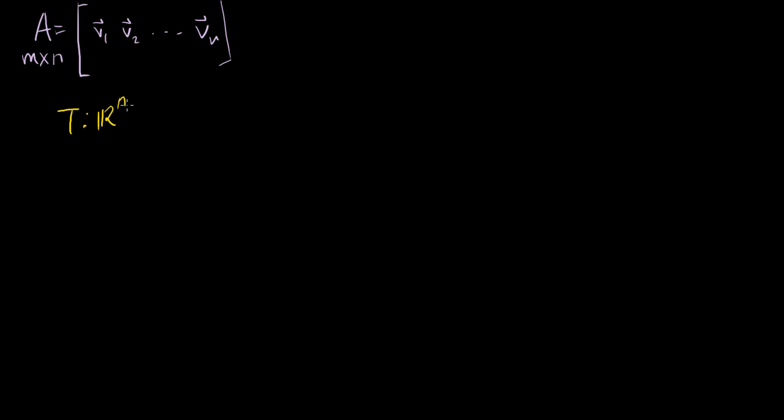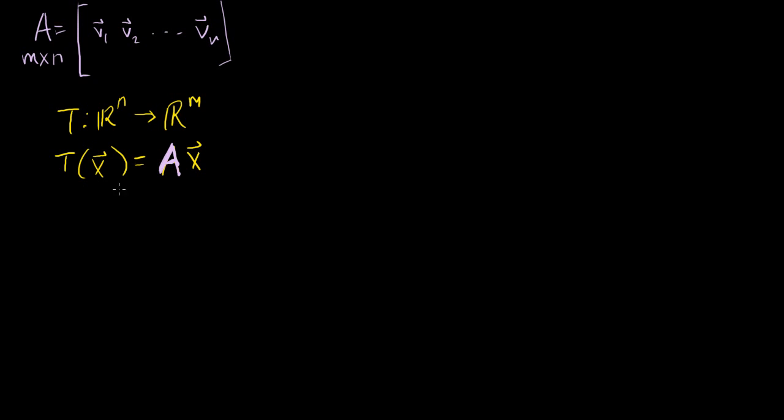Rn to Rm. This is the domain. I can take any vector in Rn, and it will map it to some vector in Rm. And I define my transformation. So T of x, where x is some vector in Rn, is equal to that big bold A times the vector x.